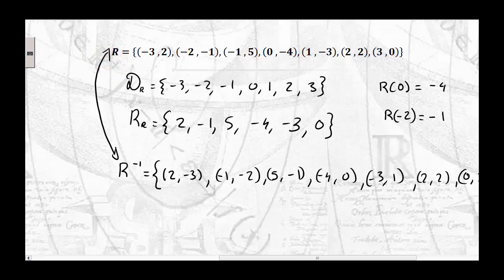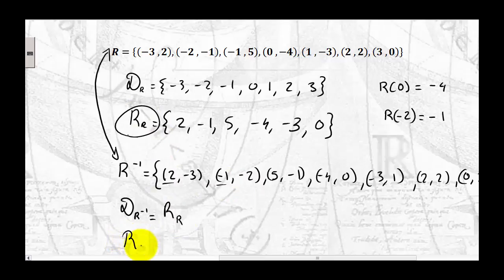Now what's the domain of the inverse relation? Well, the domain of the inverse relation is the range of the relation, right? It's this right here. It's the range of the relation because I flip my coordinates. And what's the range of the inverse relation? Well, it is the domain of the relation. Okay, so we have a flipping there, an inversion that happens.